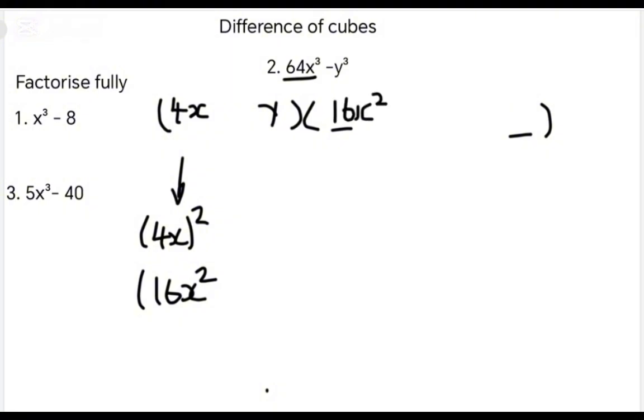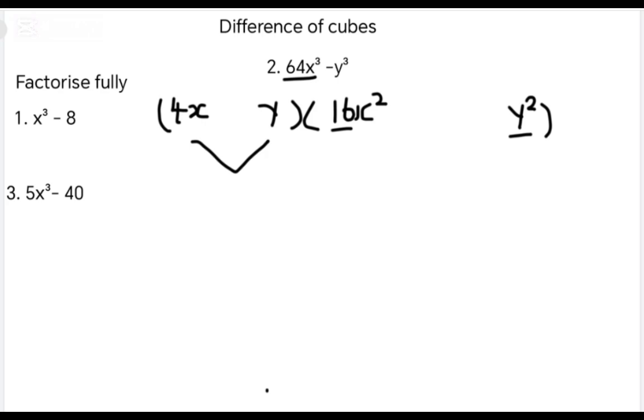The last term is going to be the square of this one, the y, which is going to be y squared. The number in the middle is going to be the multiplication of these two, which is 4x multiplied by y, which is 4xy. So you're going to have 4xy.